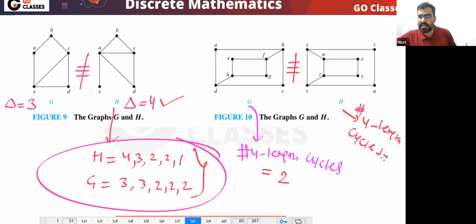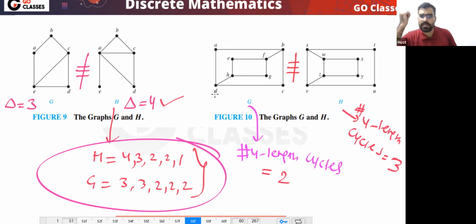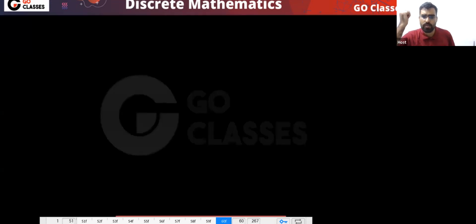So the number of 4 length cycles: this is a 4 length cycle, this is a 4 length cycle, this is a 4 length cycle. Basically, that is greater than or equal to 2. I can say that is 3. So they are not isomorphic because the number of 4 length cycles is different. You can notice here, number of vertices same, number of edges same, degree sequence same, diameter same, maximum degree same, minimum degree same. But the number of 4 length cycles is different. So I can say these are not isomorphic.